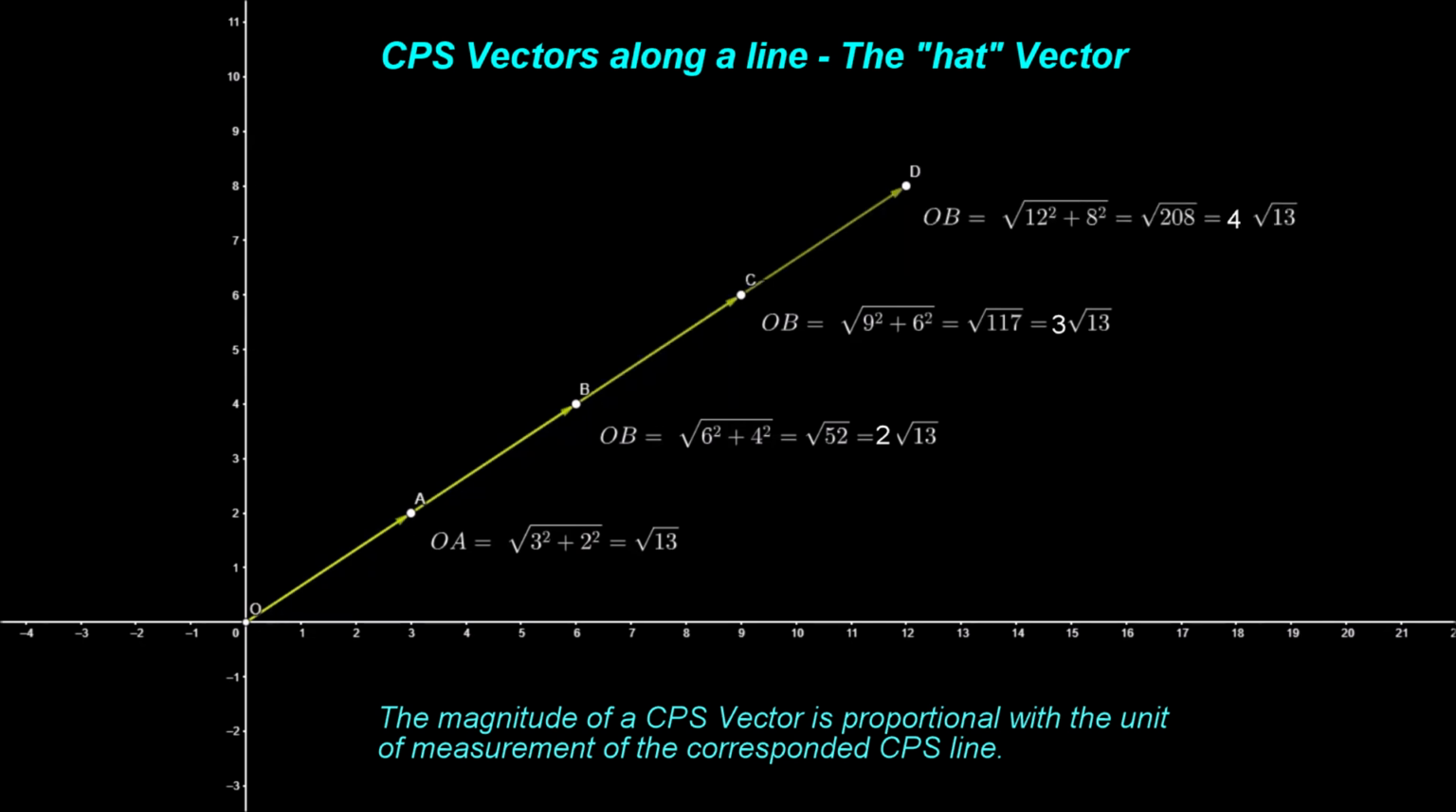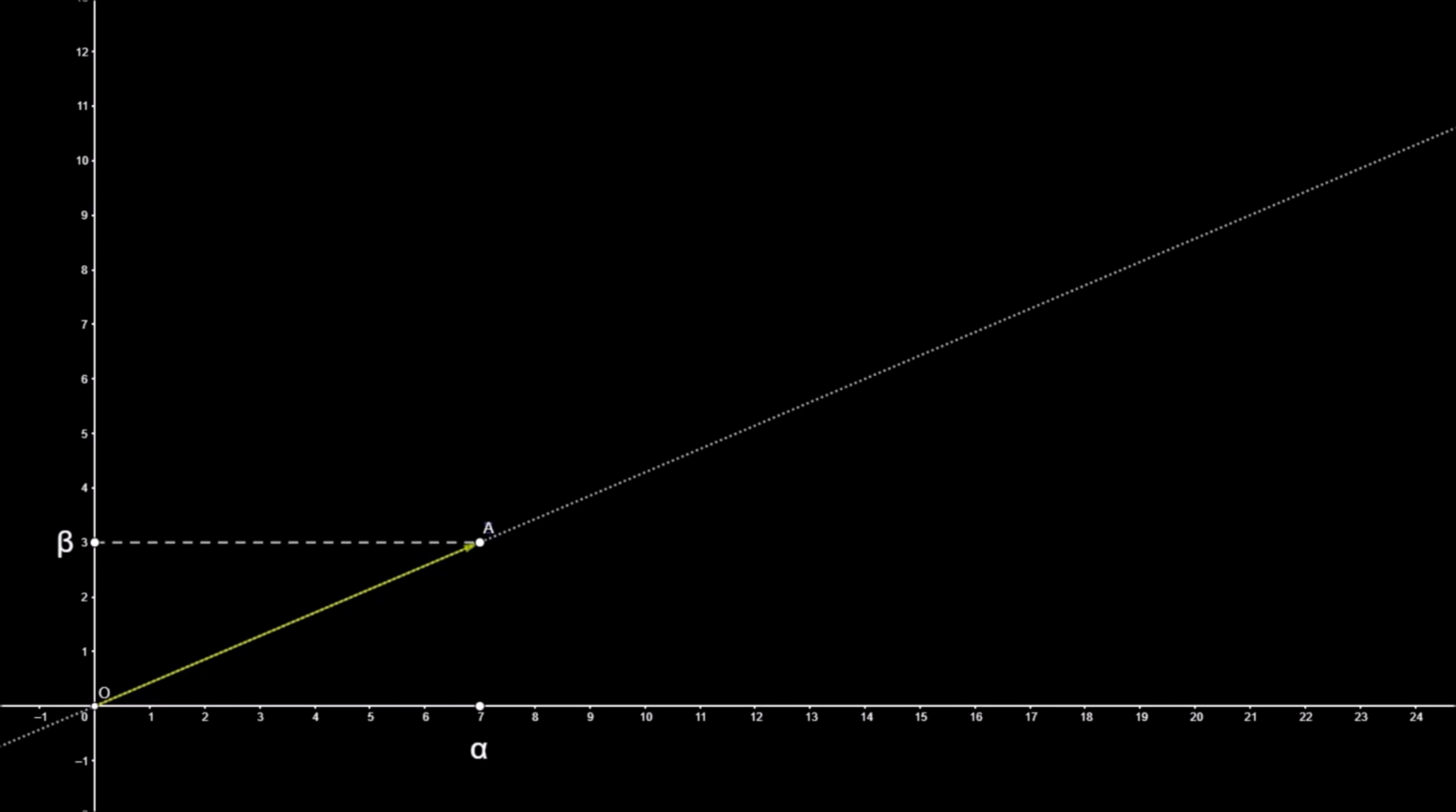We will look now, in the most general terms, at all possible CPS lines that can exist in this plane. To do that, let us consider a generic CPS node, A. Two coordinates uniquely identify this node. In our example, these coordinates are alpha and beta.